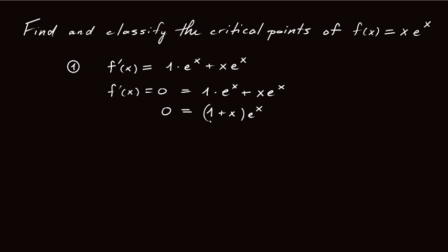The only way this can be 0 is if either 1 plus x is 0 or e to the x is 0. But e to the x is always positive, no matter what x is, and therefore the only way that this product can be 0 is if 1 plus x is 0. In particular, you can divide both sides by e to the x, and I get 1 plus x is equal to 0. And that happens only if x is equal to minus 1. So this is my only critical point.